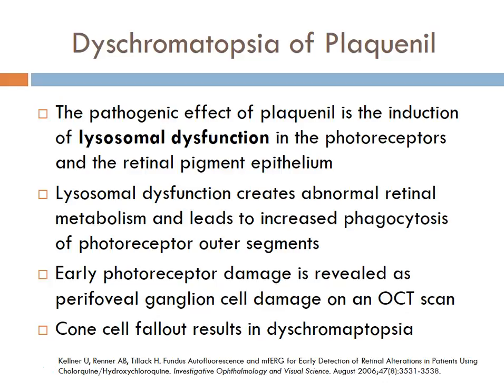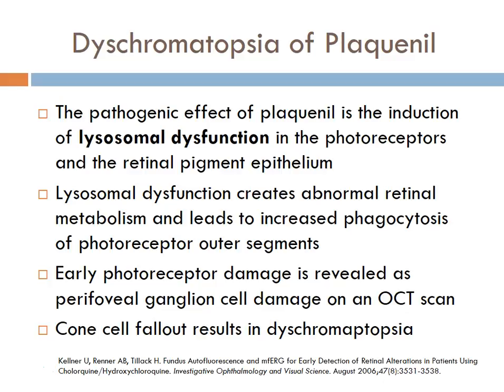So the pathogenic effect of Plaquenil is this: it starts off with the induction of lysosomal dysfunction in the photoreceptors and the RPE, the retinal pigment epithelium. And this lysosomal dysfunction creates abnormal metabolism. It leads to increased phagocytosis of the outer segments. It's a long cascade chain of events. I don't want to get too deep into it, but this is what's happening.